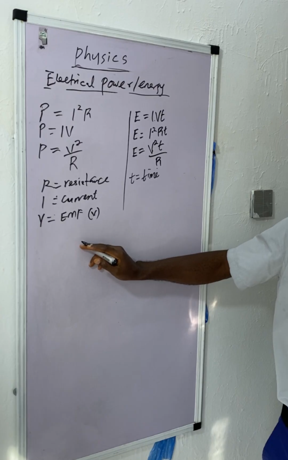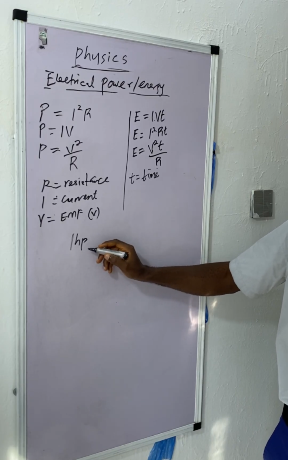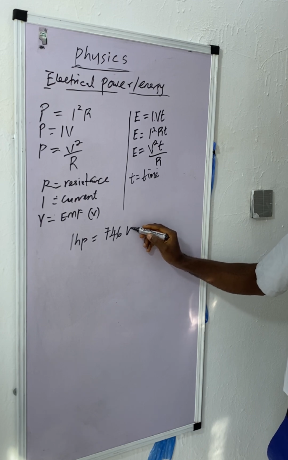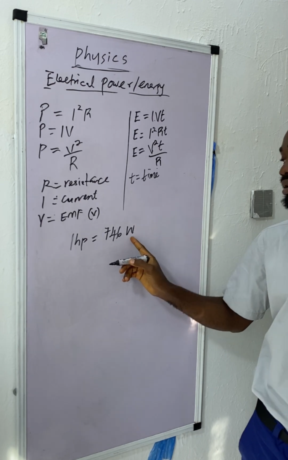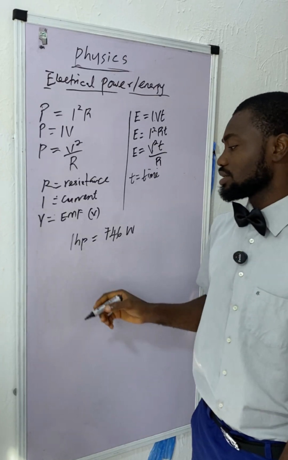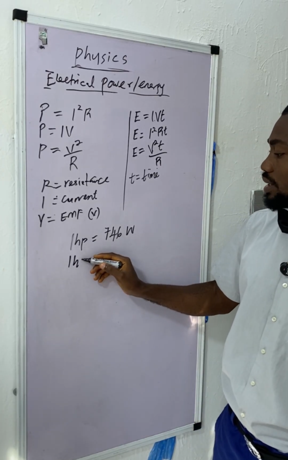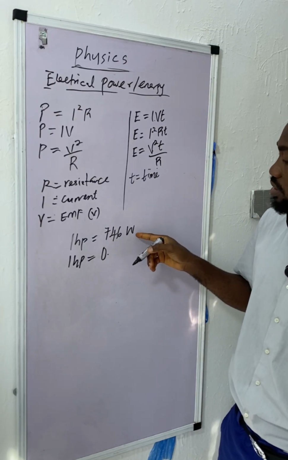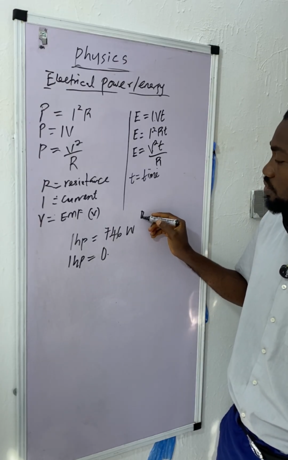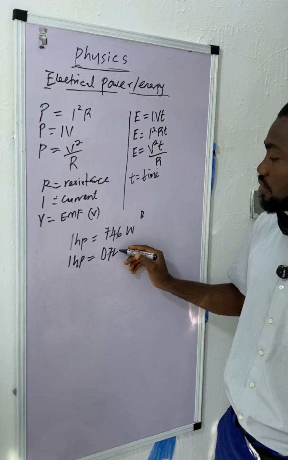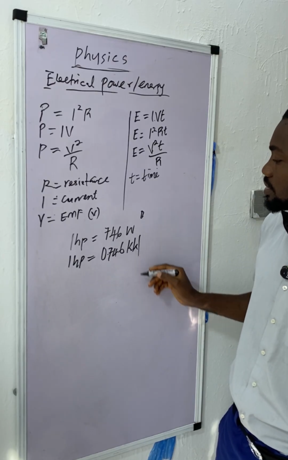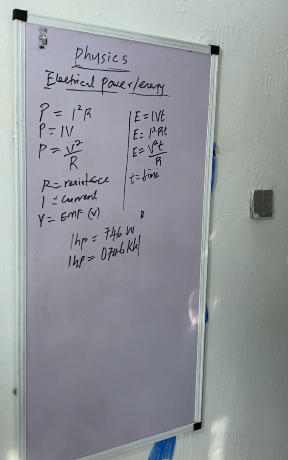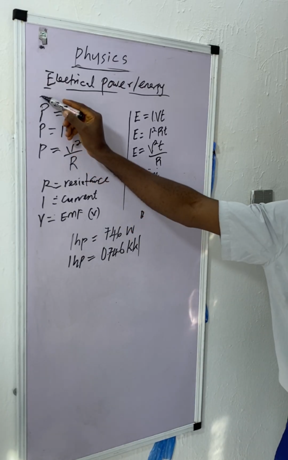Looking at electric power, 1 horsepower is equivalent to how many watts? 746 watts. It's actually 745.7 watts, but let's put 746 watts. Then 1 horsepower is also equal to, if we are measuring in kilowatts, 0.746 kilowatts, because of the watts to kilowatts conversion. So take note of all these, they always set questions on them. Then there's a formula for power loss. If you want to calculate power loss in a system, this is the formula you are going to apply.